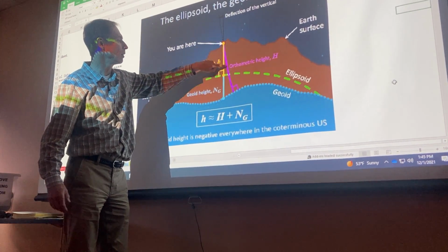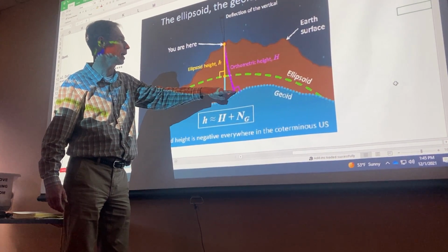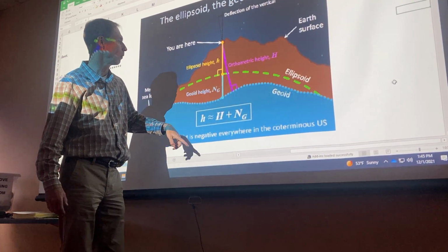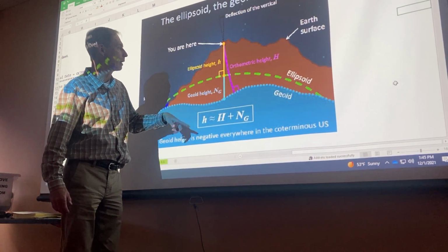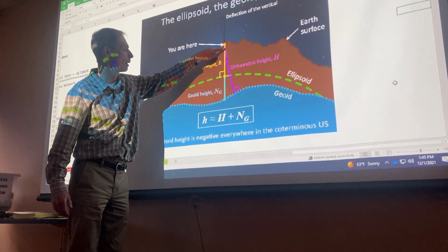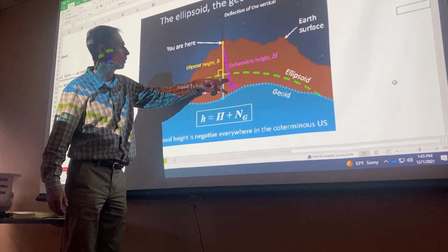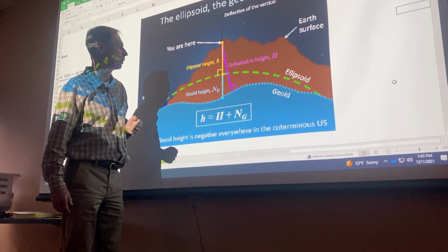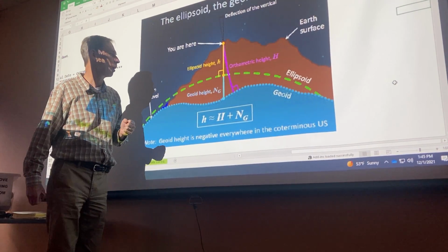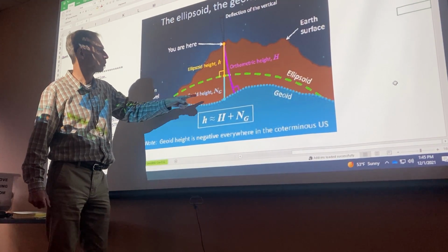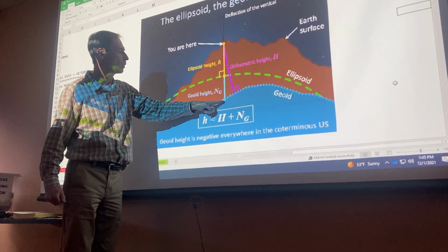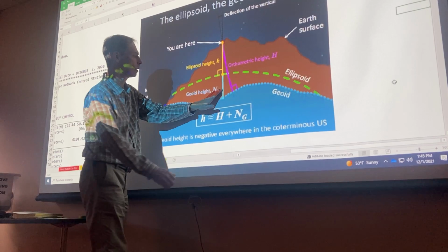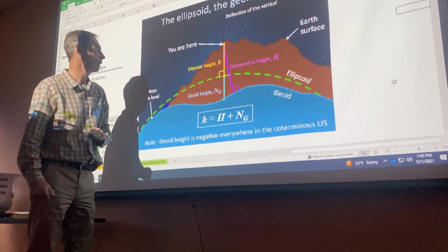Now notice that this is actually a curved line, and we won't explain why, but the curvature is tiny. So for all practical purposes, we can say that the pink line and this extension are the same. On top of Mount Everest, they might differ a couple millimeters or something, but for all practical purposes, they're the same. So the distance from the ellipsoid to the geoid is the geoid height, capital N, or N_G in this formula. Most textbooks don't put a G on it.